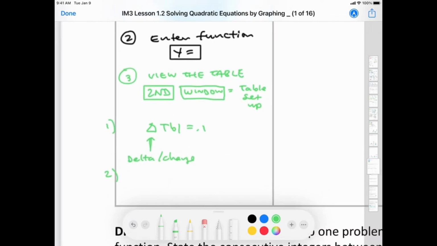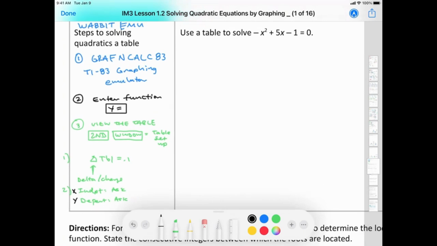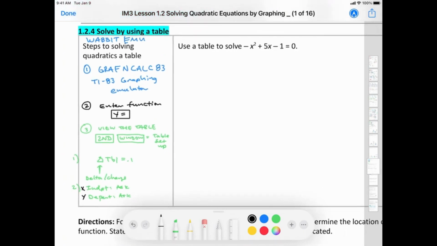And then the second thing you want to do is, if it asks you independent, you can set it to ask, and dependent, also ask. Basically, this is the x coordinate and this is your y coordinate, f of x. And then you can also use a graph to kind of help you. Okay, so let's go ahead and try this first one here.